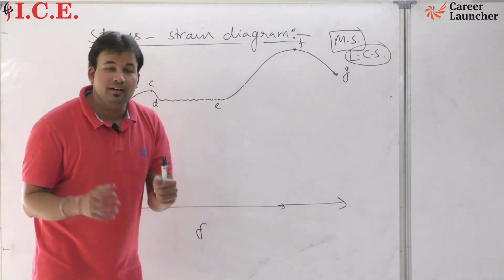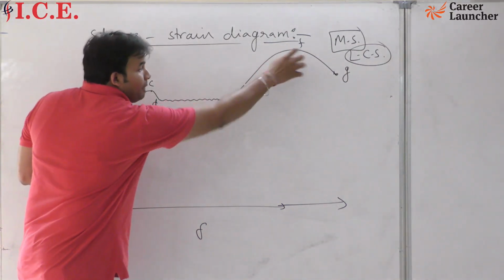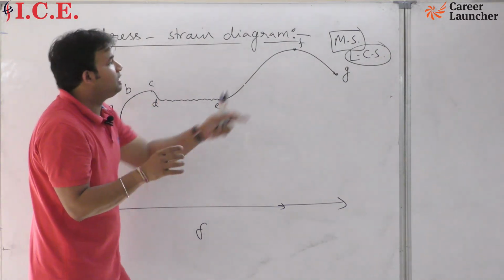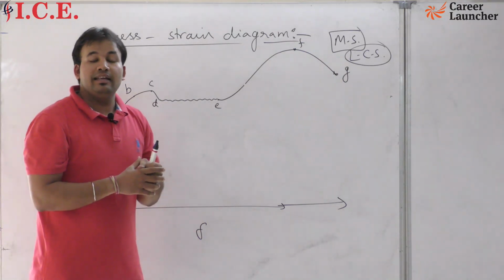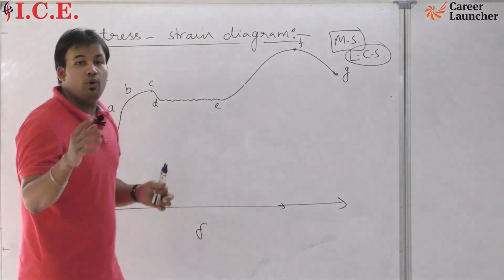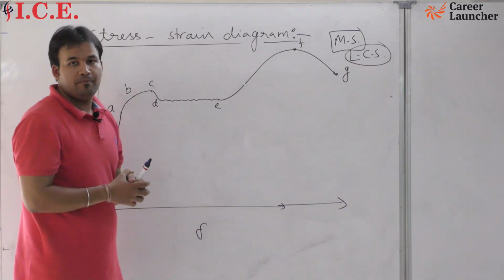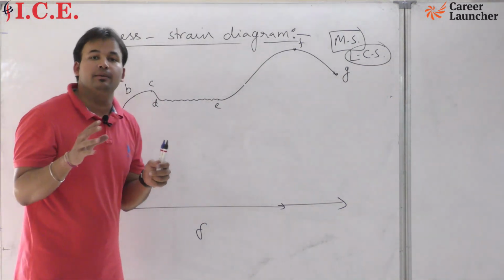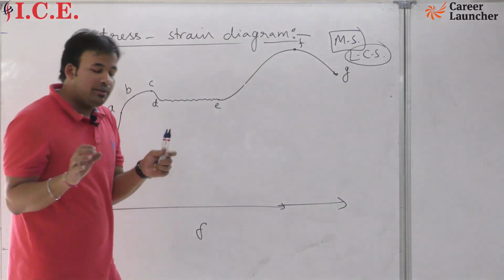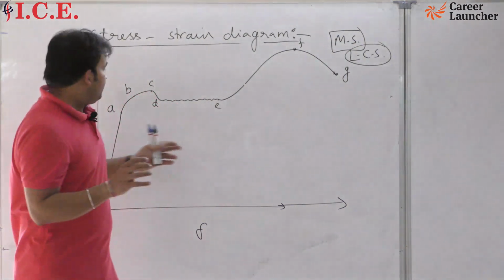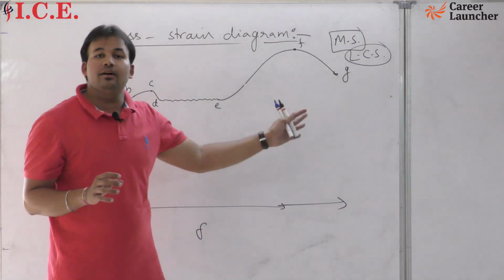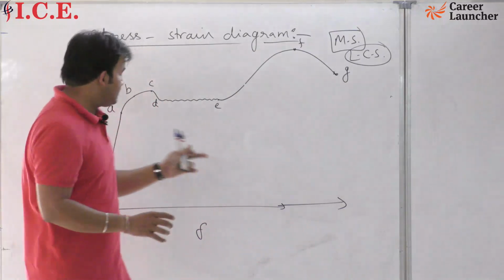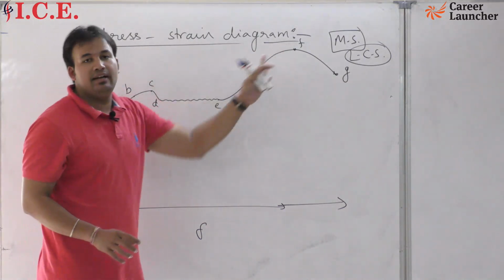If you go for the compression test of mild steel or the torsion test of mild steel, then in that condition also you won't have all these points, and each and every point has a particular specific meaning. So this simply means that if you go for tensile testing of mild steel, then and only then can you have all these points A, B, C, D, E, F and G.